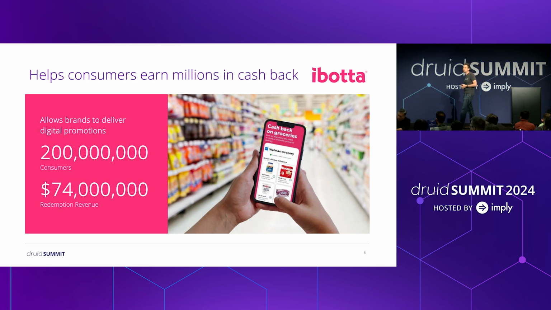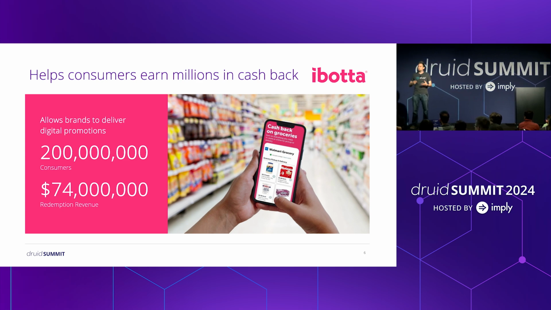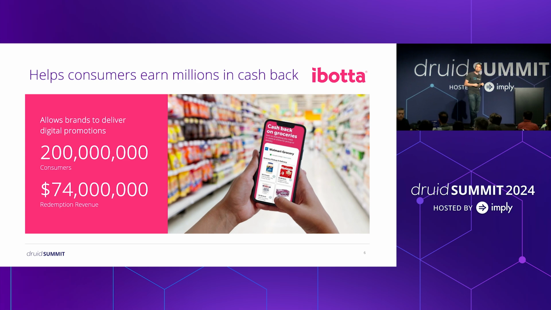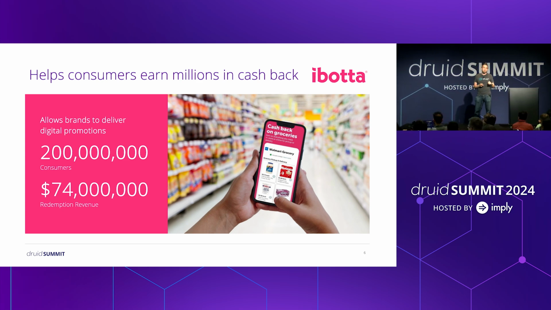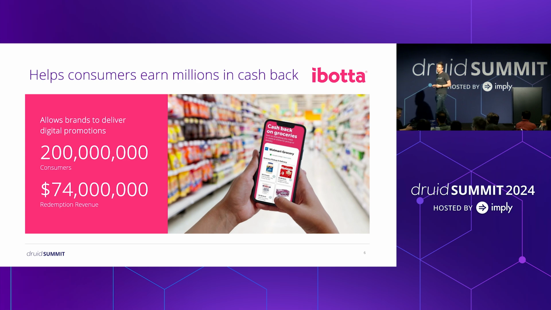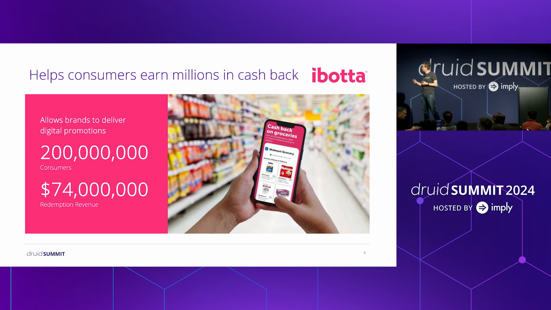Another one is called Ibotta. Ibotta is a cashback deal platform. A maker of a product can go on, put in information and say, if someone buys my product, I want to offer them a cashback deal. You can think of it as a coupon a little bit. And then consumers can go buy products, register that they bought the product, and get cash back from Ibotta. Over 200 million consumers, $74 million in cash delivered back to consumers.